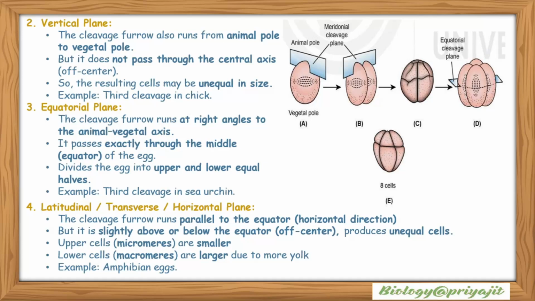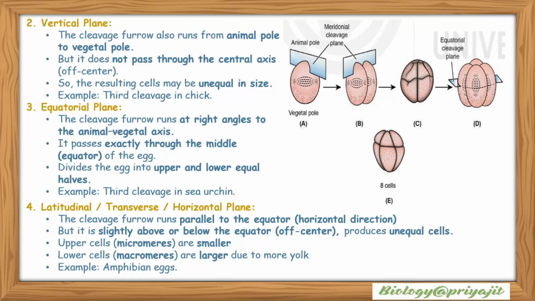Equatorial plane: the cleavage furrow runs at right angles to the animal-vegetal axis. It passes exactly through the middle of the egg. It divides the egg into upper and lower equal halves. So example: third cleavage in sea urchin.